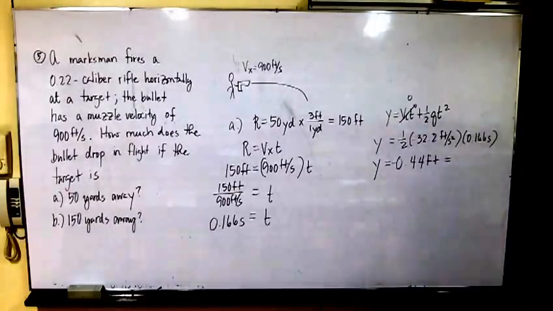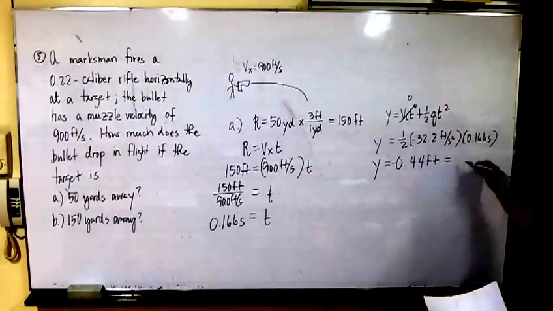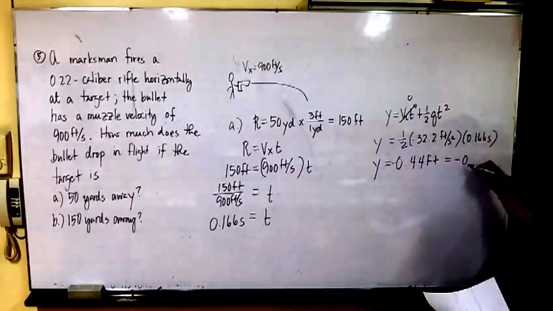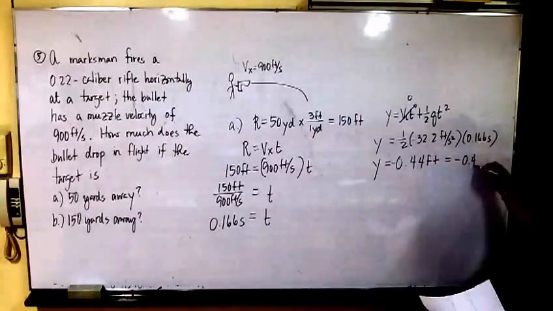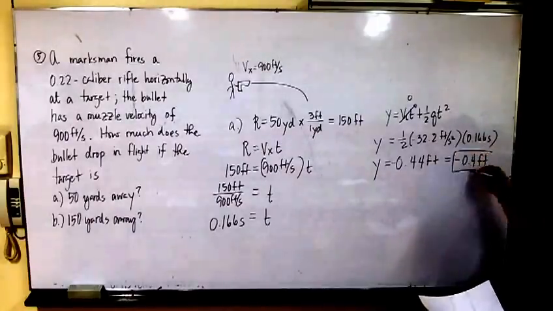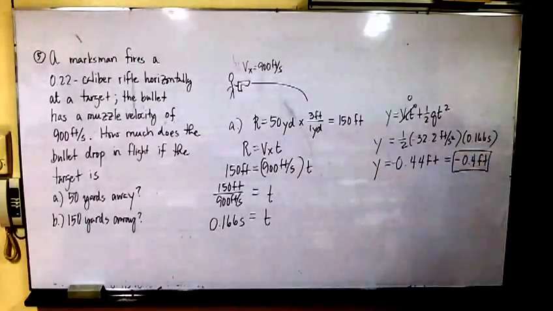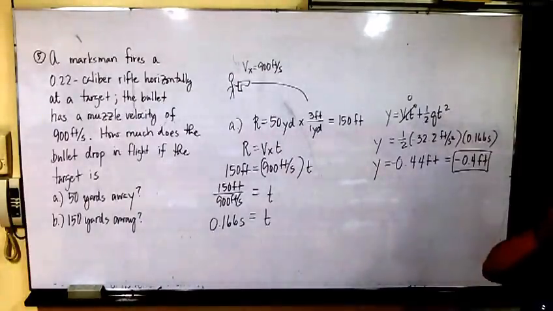Rounding off to one significant digit, you have -0.4 feet. This would be the vertical drop if the target is 50 yards away.